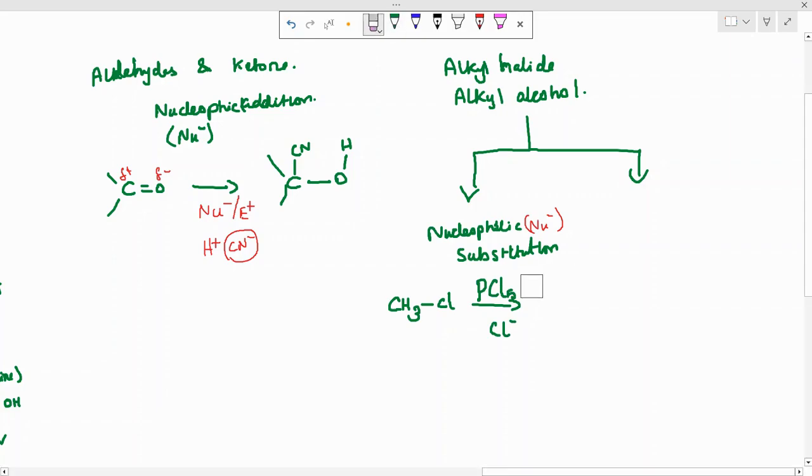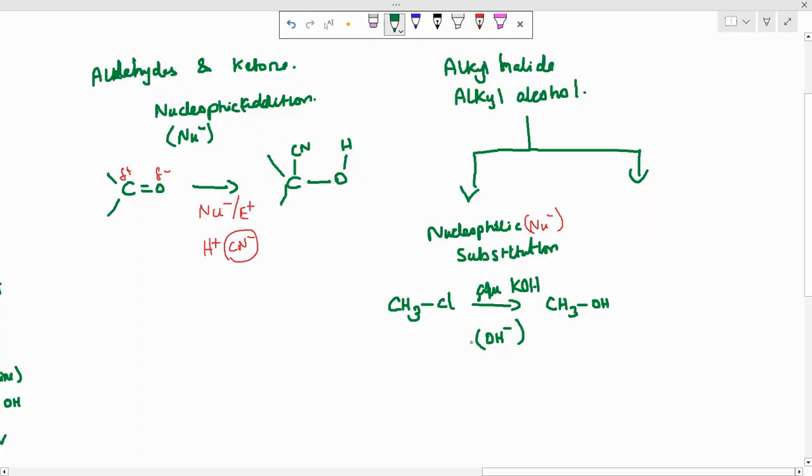But actually Cl is already there, right? So I'm going to give some other nucleophile. That is, I'm going to give aqueous KOH. Be careful here. Aqueous KOH will produce the OH minus nucleophile. And then here what will happen? Cl will be replaced by OH. So Cl will be substituted by OH. That's why we can call this a nucleophilic substitution.